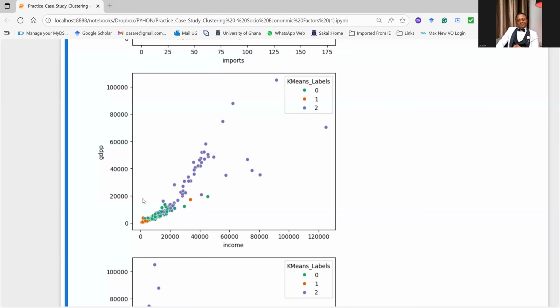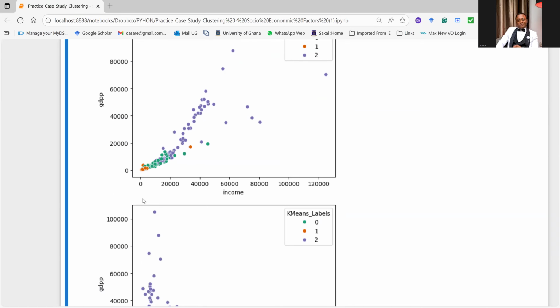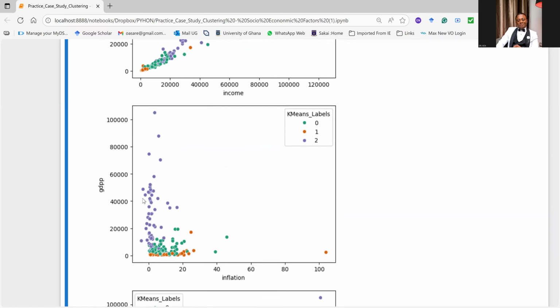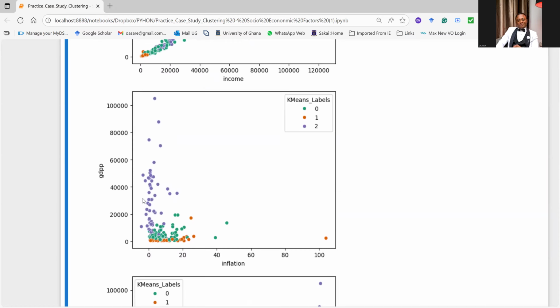So again, it tells us that the results appear to be consistent with some of the variables, but not all of the variables. Look at inflation. Inflation is very low for the rich countries. Inflation appears to be high for the poor countries. And GDP is still high for the rich countries and low for the poor countries.